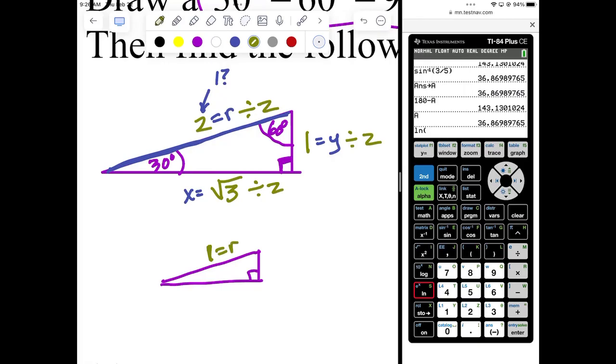What's 1 divided by 2? 1/2. I'm going to leave it as 1 over 2, okay? And what's the square root of 3 divided by 2? Square root of 3 over 2. Yeah. We'll just leave it like that. So what I have now is a little bit smaller triangle, but it fits perfectly on a unit circle, okay?